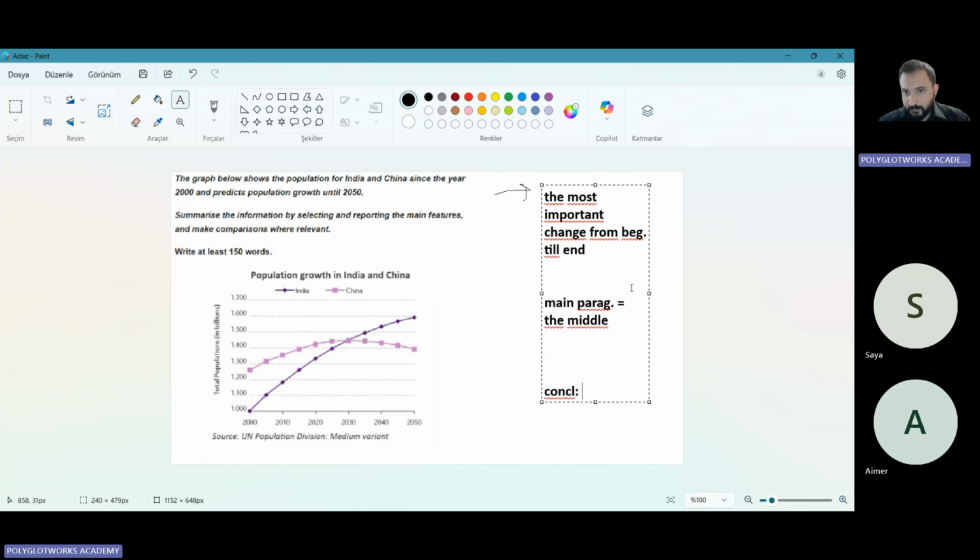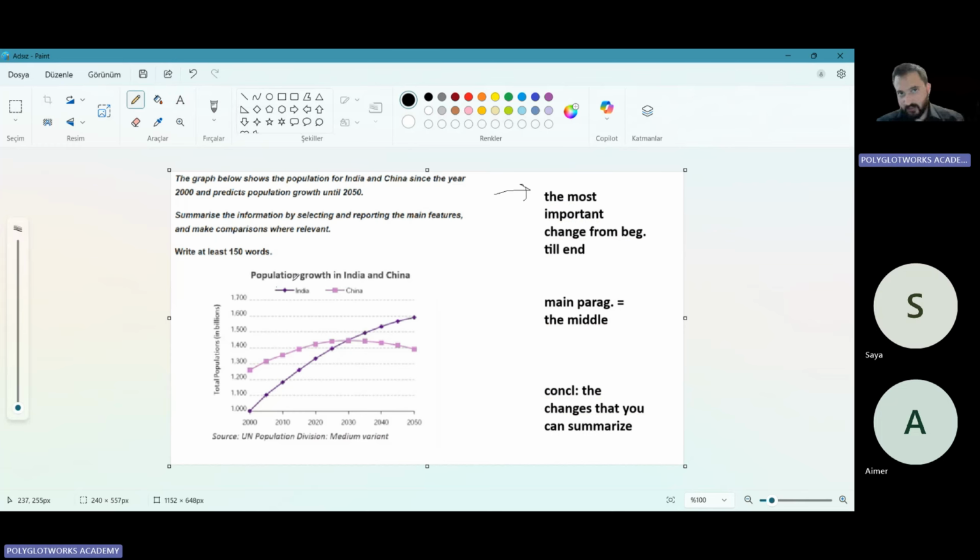You need to tell me the changes that you can summarize. How? This is my technique. There will be no classic technique, write this. Because if you write like this, you can know what you can write in introduction, in main paragraphs, and in conclusion. So there will be no confusing situation for you. And then in 20 minutes, you can easily manage your time.